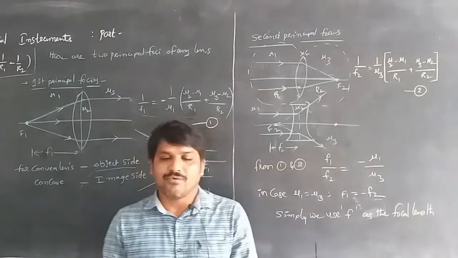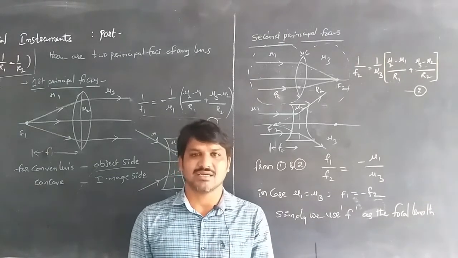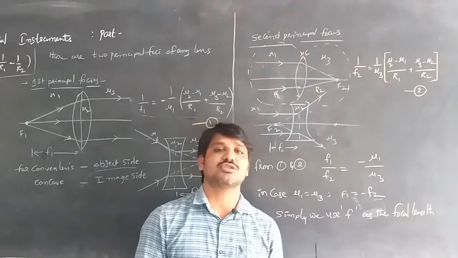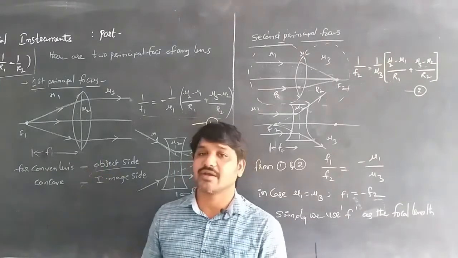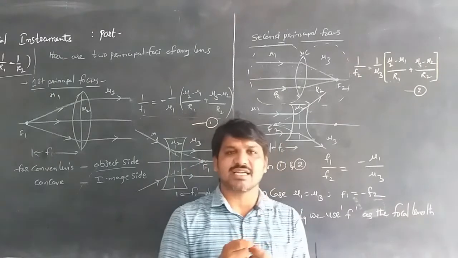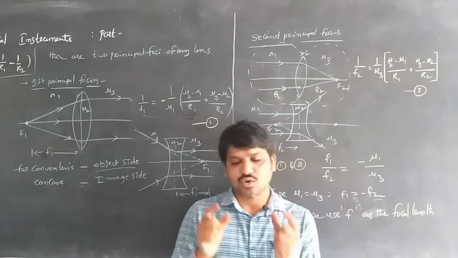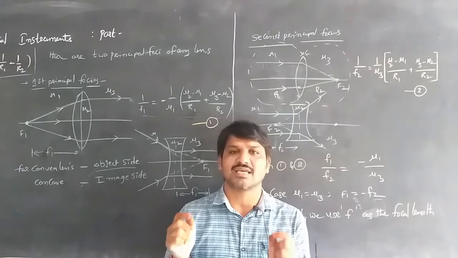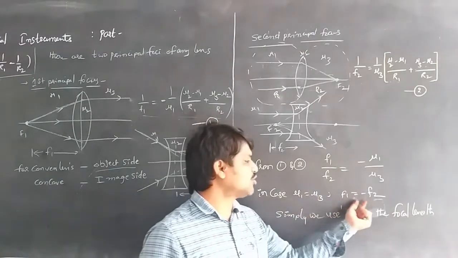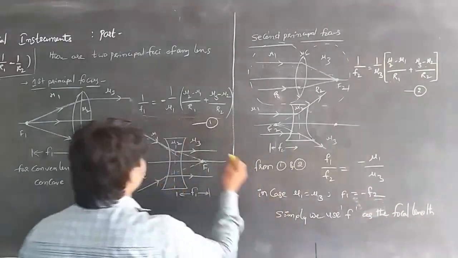Then if the focal lengths of the lens are the same, as in an equiconvex lens, f1 is equal to f2. The refractive index of the mediums is also the same, mu1 is equal to mu3, like the lens maker's formula we discussed earlier. Then we can simply say f is the focal length, since whenever the two principal foci occur, the total length remains the same. So we can take the focal length as f. If mu1 is equal to mu3, then f1 is equal to minus f2.